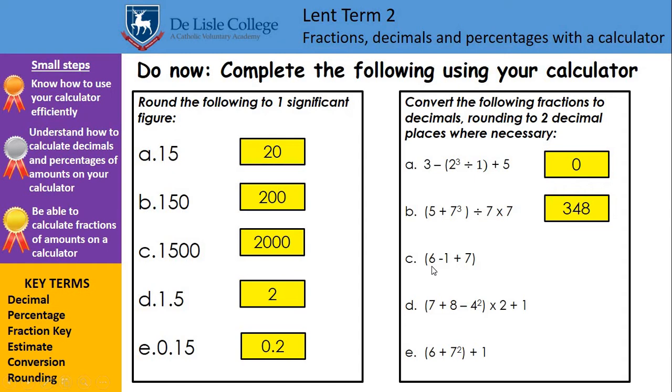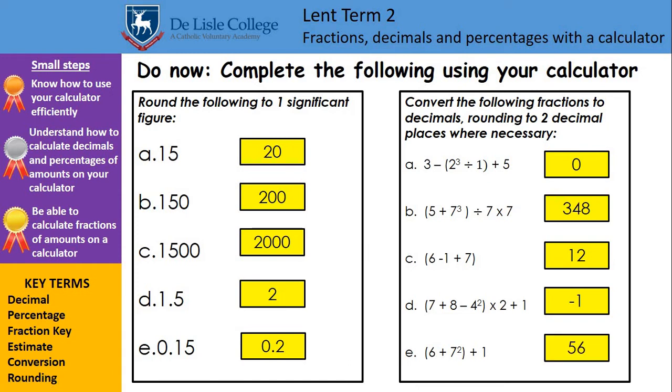And then in C, 6 subtract 1 is 5, add the 7, we get 12. In D, 7 plus 8 is 15, we've got -4 squared, which is 16, so 15 take away 16 is -1. We times that by 2, following BIDMAS, we get -2. Add 1 takes us back up to -1, and then in the last question 49 is 7 squared, we add that to 6 which is 55 and add the 1 to get 56.